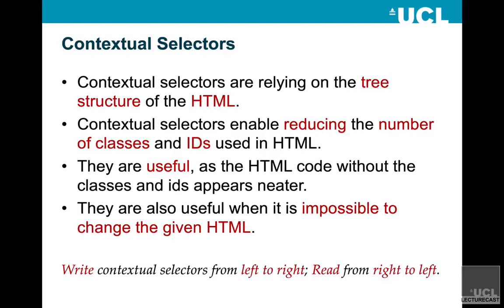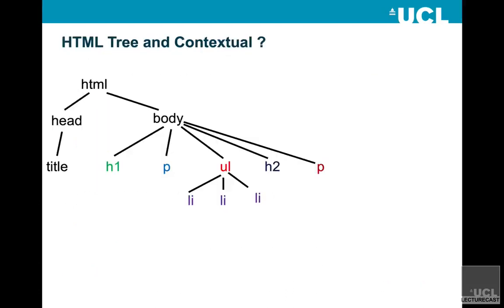When it comes to contextual selectors, we are writing contextual selectors from left to right, but then we're reading them from right to left. Remember this as we will come back to this rule as we start working with contextual selectors. So let's have a look at the tree to understand how the contextual selectors work. On the slide, we have the tree structure of an HTML page, so we have an HTML which contains the head, which contains a title, so the title is actually the child of the head element.